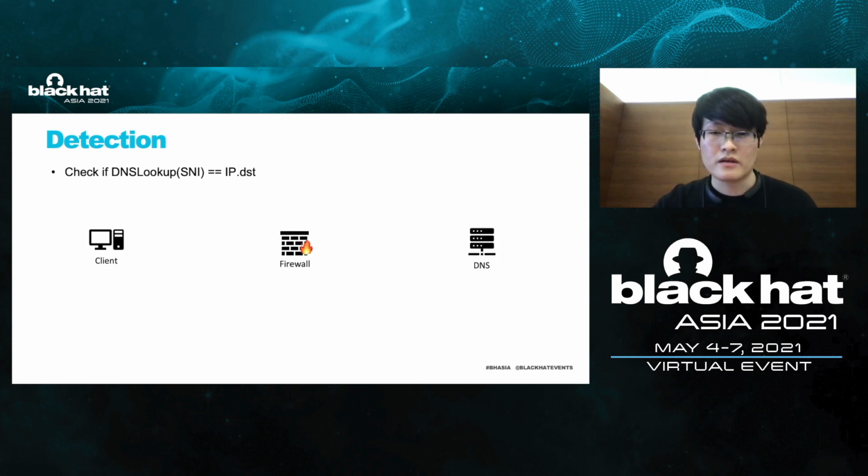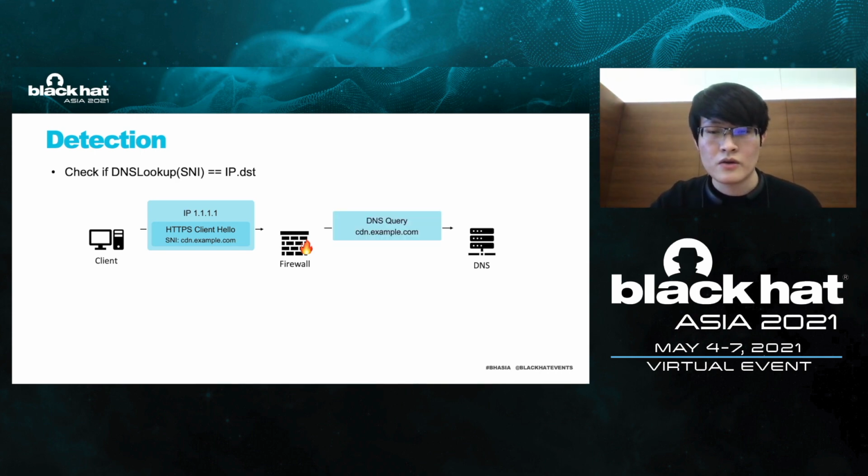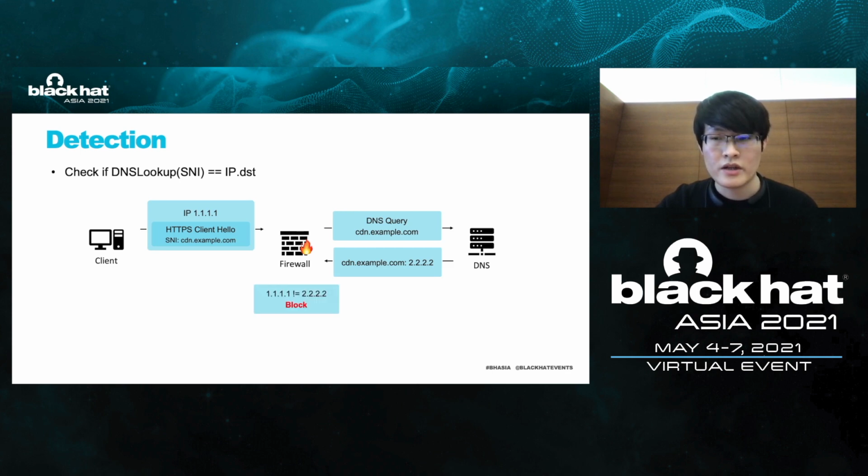For example, the client uses cdn.example.com as SNI to connect to IP 1.1.1.1. The firewall reads the SNI from the HTTPS client hello and does a DNS lookup with it, and gets the IP address of cdn.example.com: 2.2.2.2, which is not equal to the target IP address of the HTTPS connection, 1.1.1.1. Therefore, the firewall can treat this HTTPS connection as a domain borrowing behavior and close the connection.